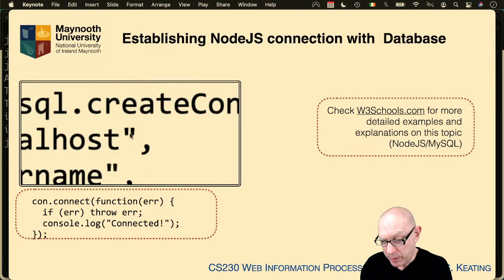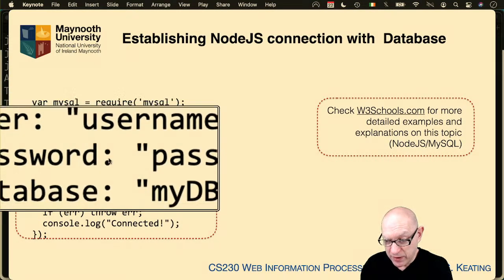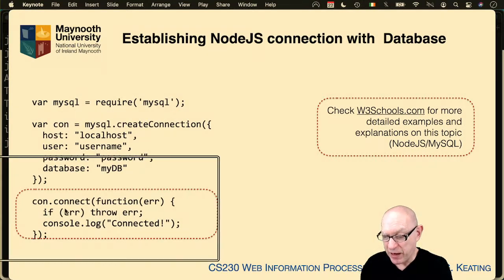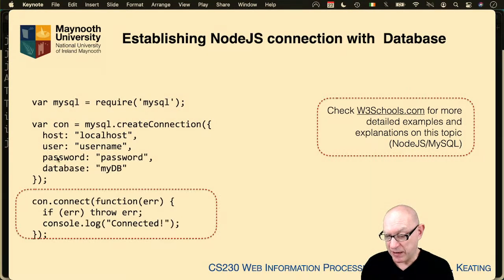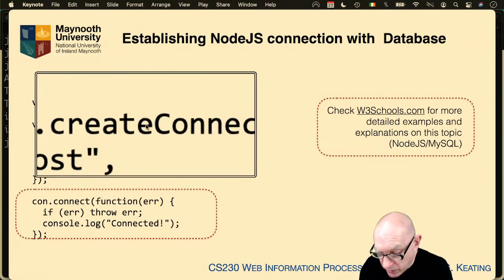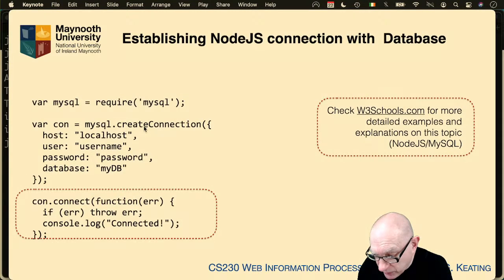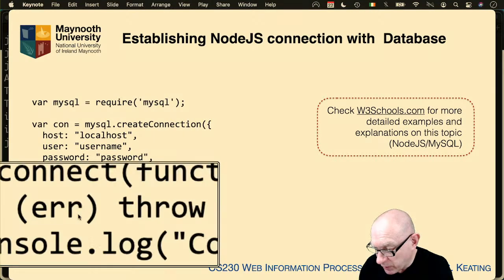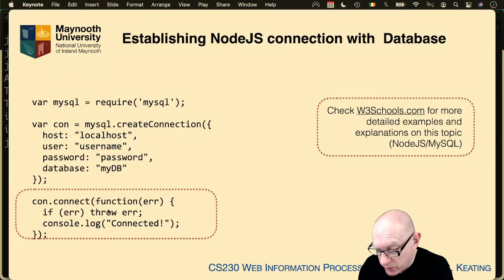Again, we create a connection in the exact same way. We create a connection with localhost, username, password, and database. We make the connection using con, so con is our variable here: mysql.createConnection becomes our variable. Then we use con.connect to create a callback function that tells us whether we've connected.